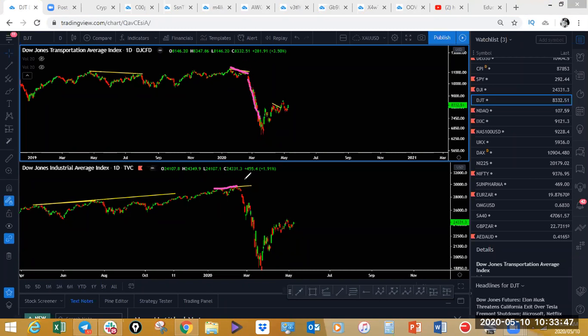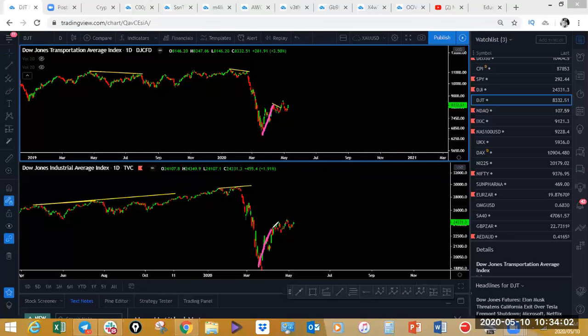Even if the industrial was making a new high, because the transportation was already showing a lower low, that's why we've got this move to the downside. So 2 weeks ago, we said this has made a move to the upside here.